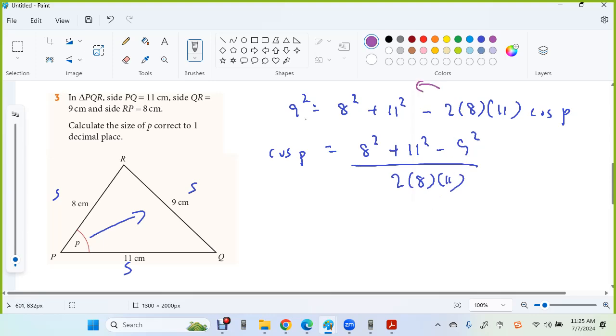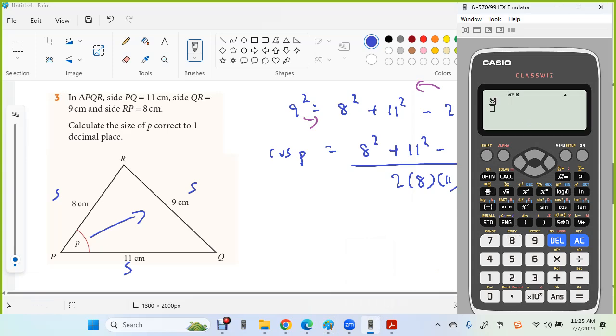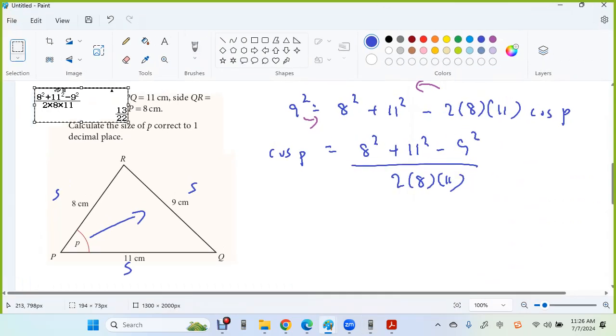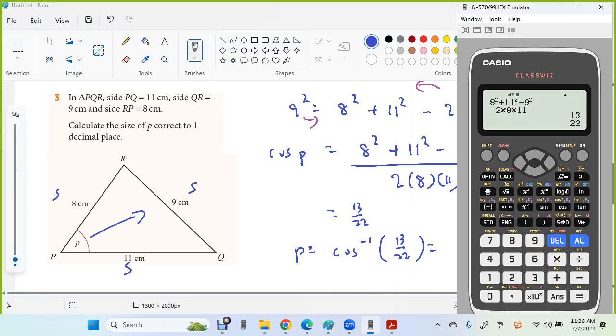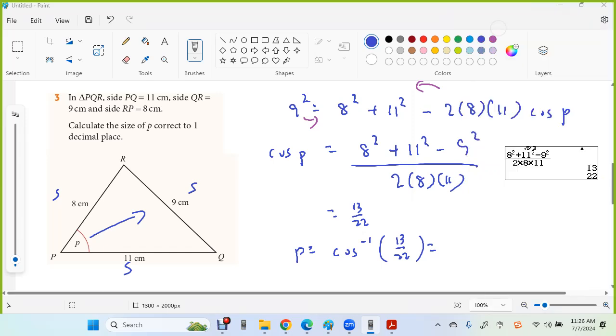Okay, I skipped a step here. I move this to this side and then I divide. So we will have 8 squared plus 11 squared minus 9 squared over 2 times 8 times 11. So 13 over 22. So P will be the arccos of 13 over 22. So we have the arccos answer. So it will be 53.8 degrees.